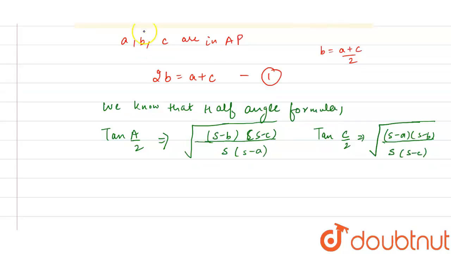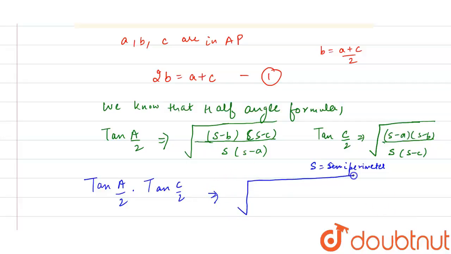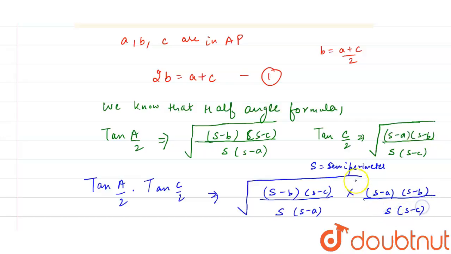From here, if we multiply tan A by 2 and tan C by 2, where s is the semi perimeter, we can take the whole big under root and get (s minus b) multiplied by (s minus c) divided by s multiplied by (s minus a), multiplied by (s minus a) multiplied by (s minus b) divided by s multiplied by (s minus c).